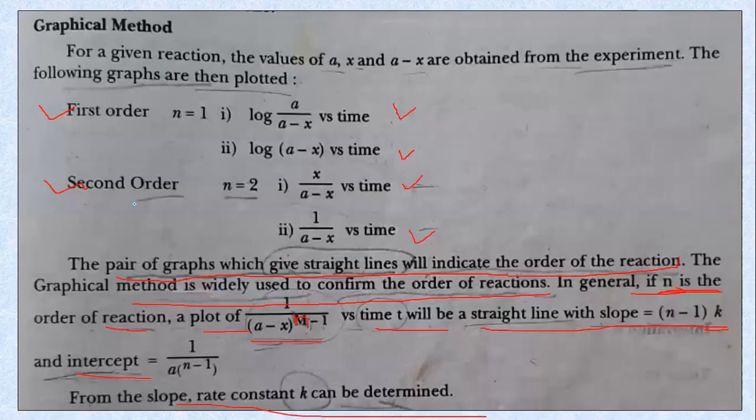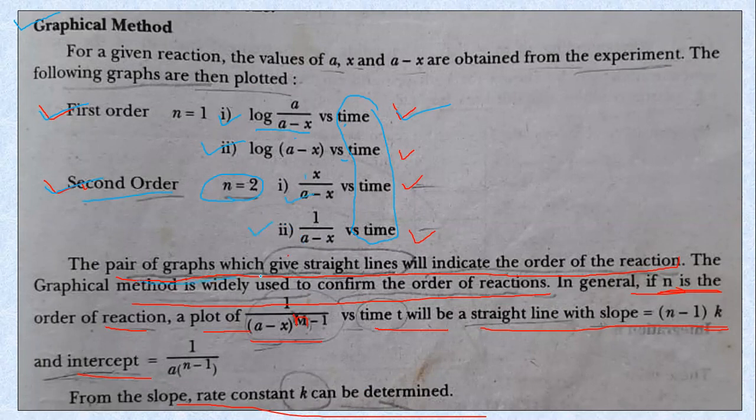Now next, the graphical method. Already we have plotted 2 graphs, for the first order rate equation and the second order rate equation. So for first order, log of a upon a minus x versus time. Everywhere you will find time is on the x-axis. Only on the y-axis the term changes. Here log of a upon a minus x versus time, and then for the second order, where n is equal to 2, x upon a minus x versus time, and 1 upon a minus x versus time.